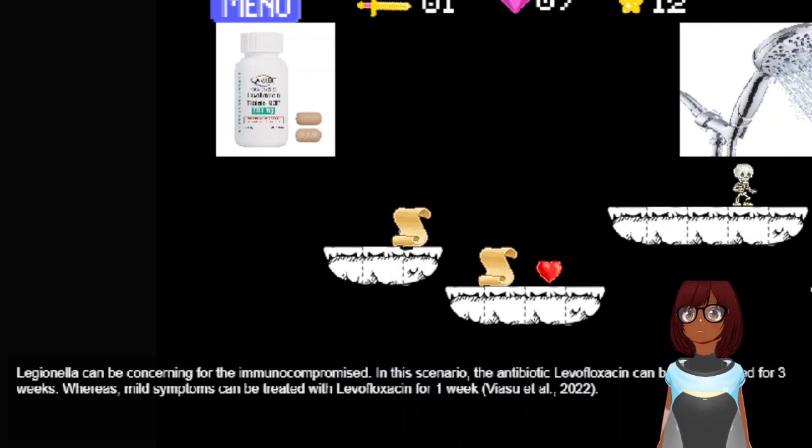Legionella can be concerning for the immunocompromised. In this scenario, the antibiotic above on the left, levofloxacin, can be administered for 3 weeks, whereas milder symptoms can be treated with levofloxacin between 3 days and up to 1 week.